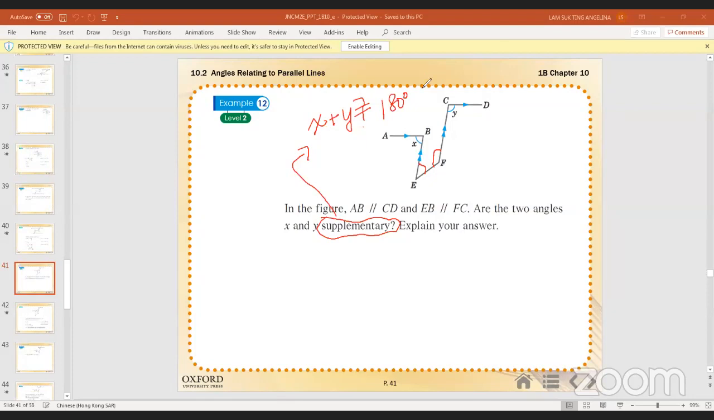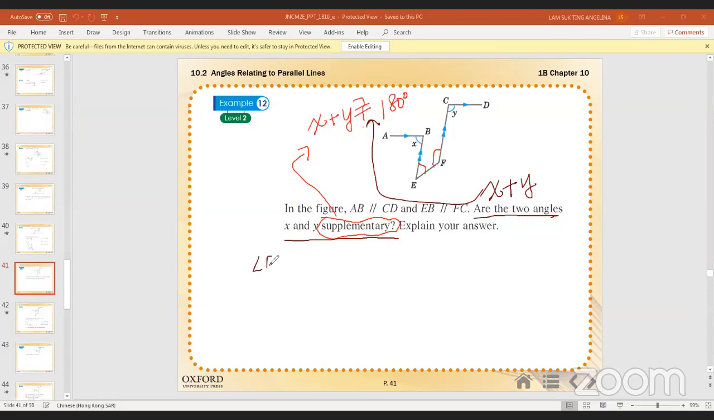Now you look at the questions once again. Look carefully, okay? Are the two angles x and y supplementary? It means I need to find x plus y, and then to check whether the sum is 180 degrees. Okay, therefore in this case we need to do something like that.